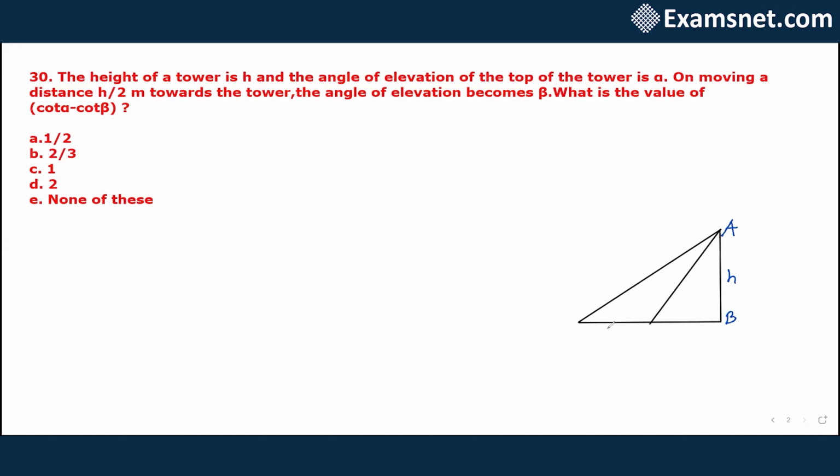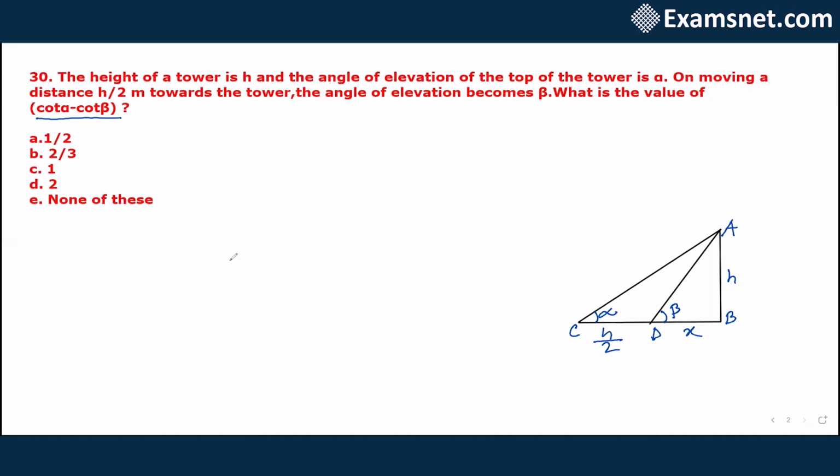Now, there is a point on the ground, let's say C, and from this point, the angle of elevation to the top of the tower is alpha. Next, after moving h by 2 meters towards the tower, there is a point, say D, and from that point, the angle of elevation to the top of the tower is beta. That is the above scenario. Here we are required to find the value of cot alpha minus cot beta. Here we can assume the length of BD as X.